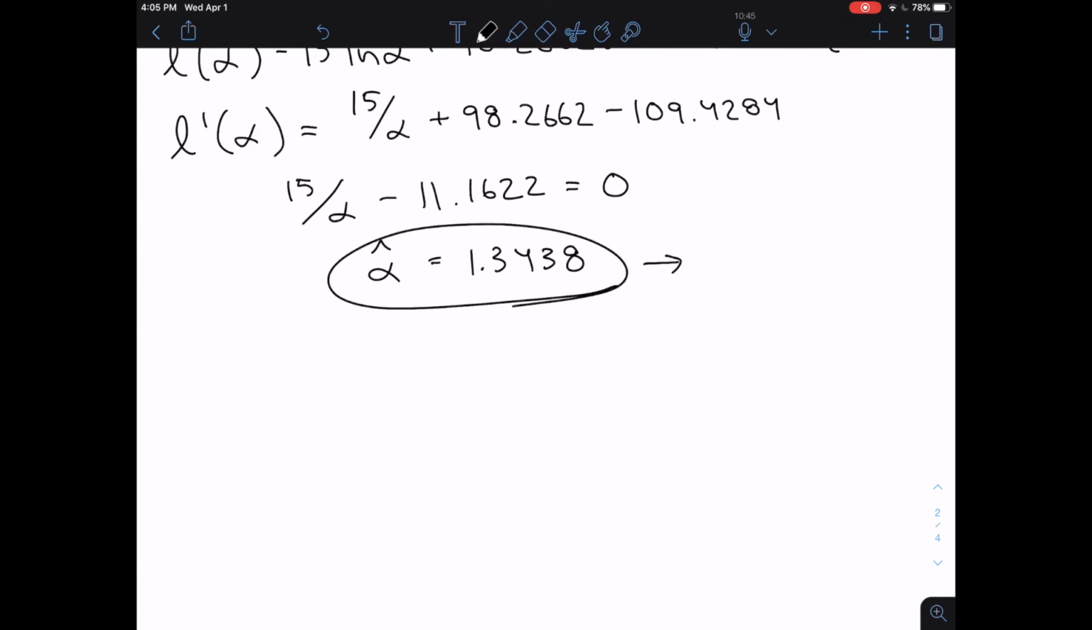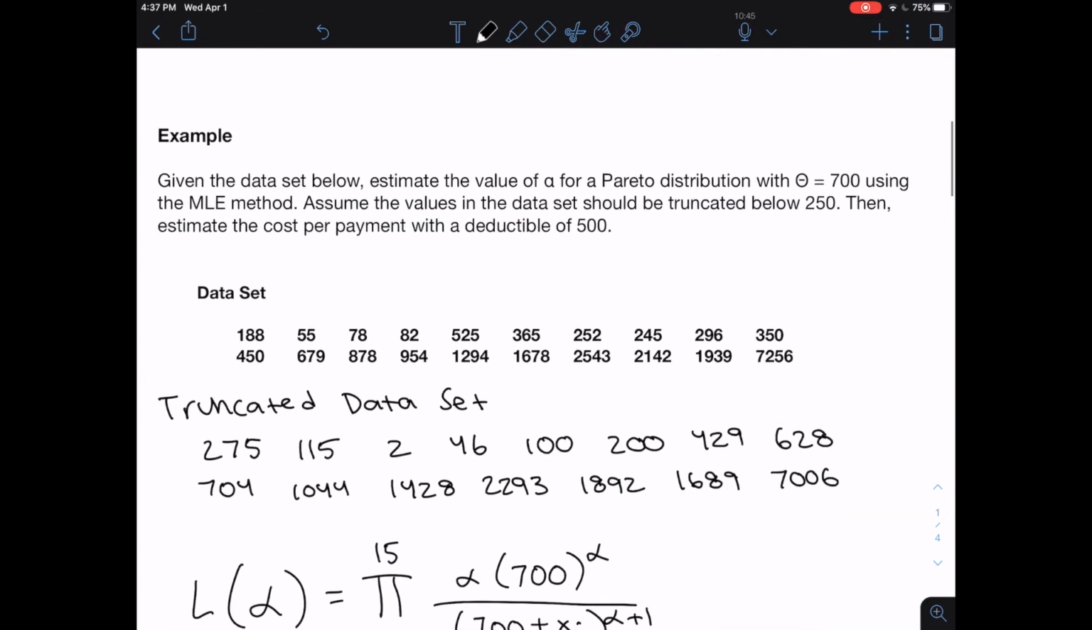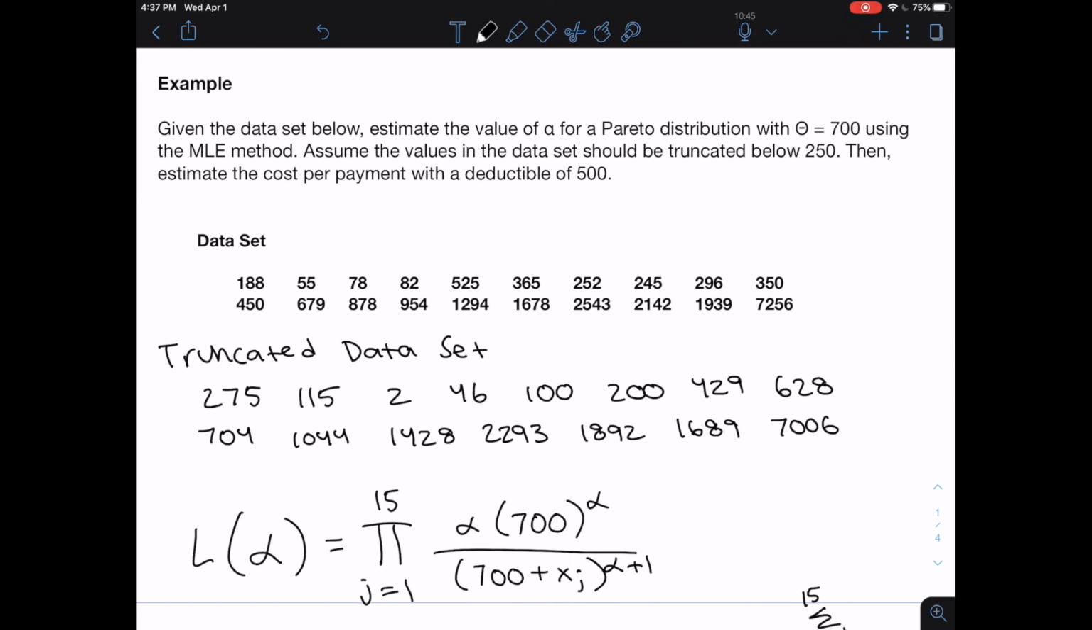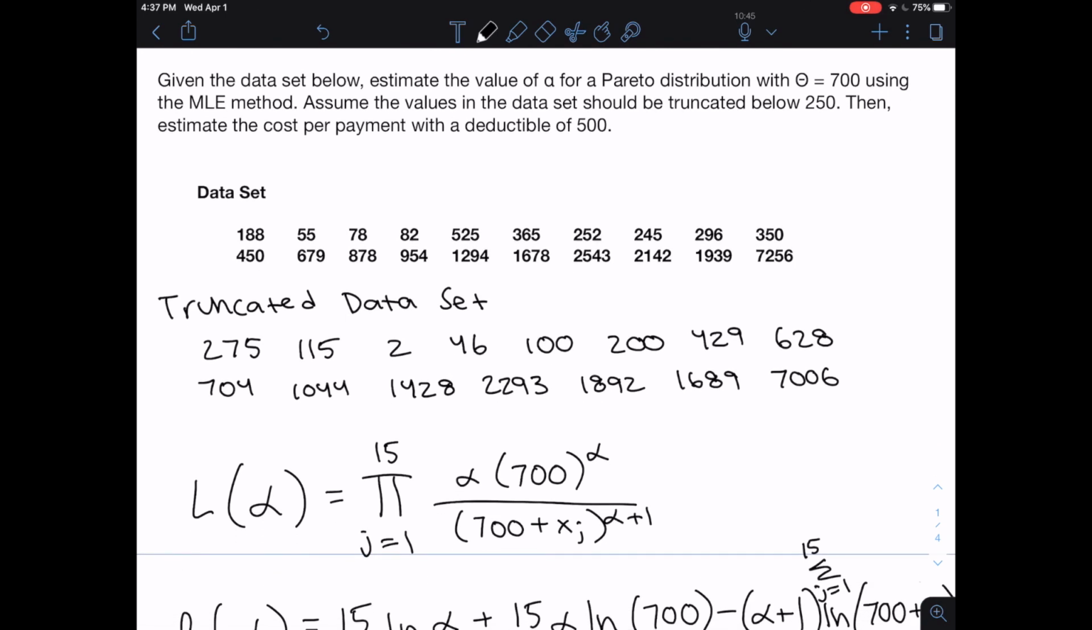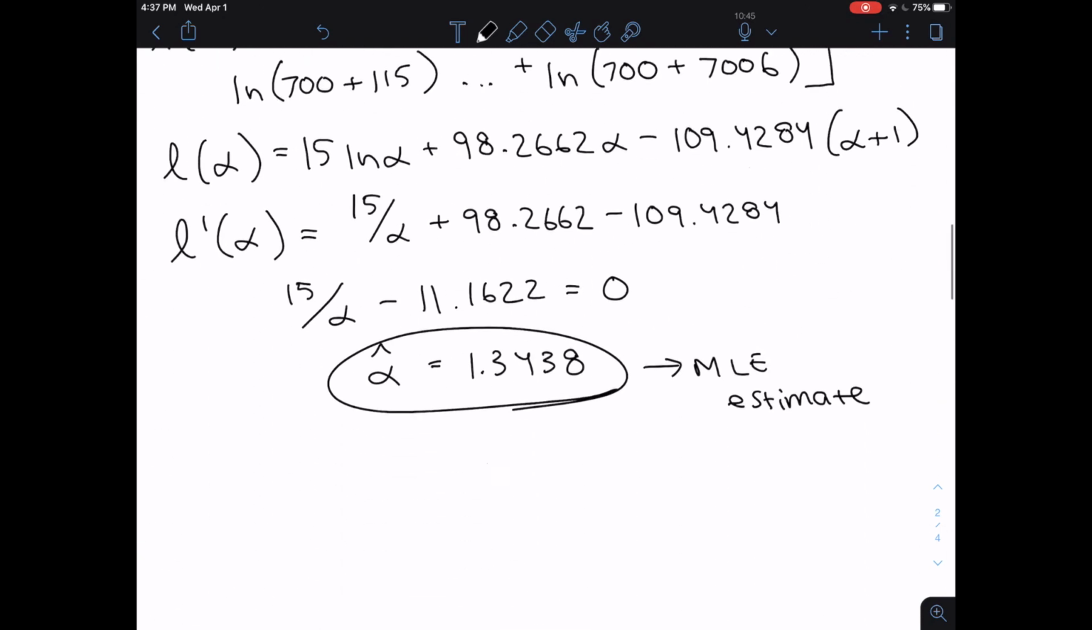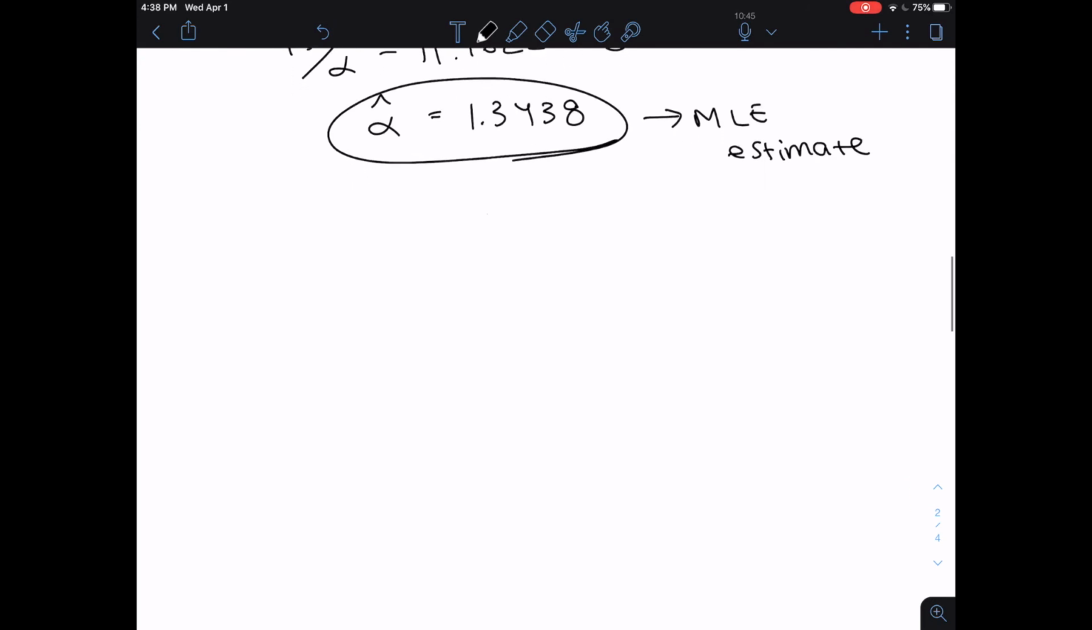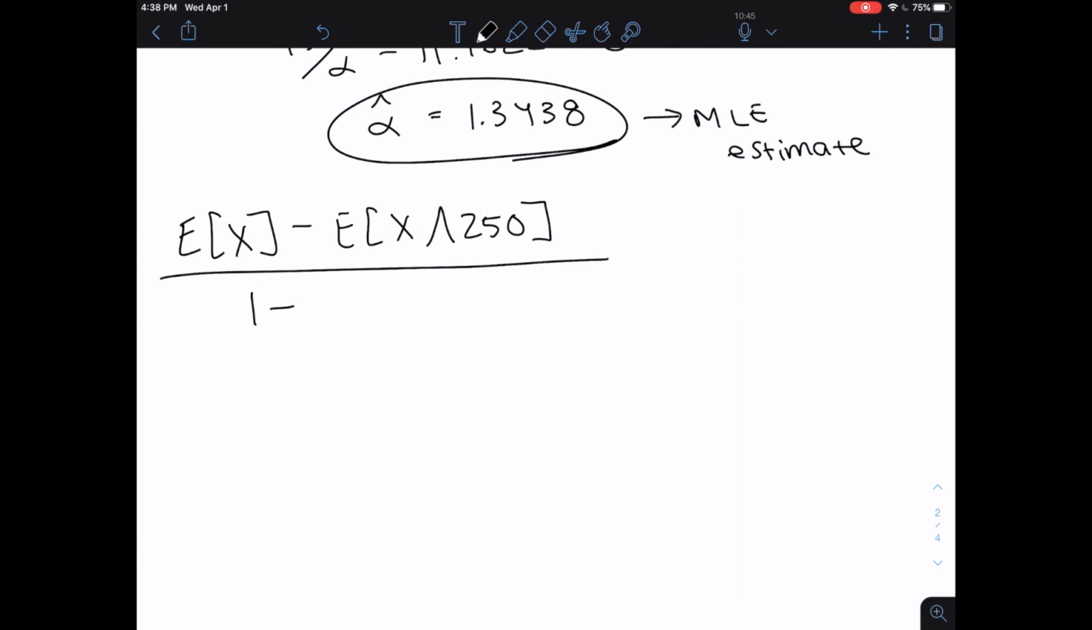So we've completed the first part of this problem, which was getting to our MLE estimate of alpha. Now moving on to the second part, we're asked to estimate the cost per payment with a deductible of $500. Essentially the deductible was raised by $250 compared to our last data set, because we had already truncated those numbers by $250. So we are imposing a new deductible of $250 on our truncated data. To find this expected cost per payment, we have a formula for when we're using a deductible. It is the expectation of X minus the expectation of X with a deductible, in this case of 250, divided by 1 minus the CDF of 250, again our deductible.